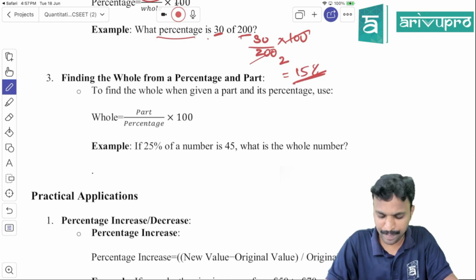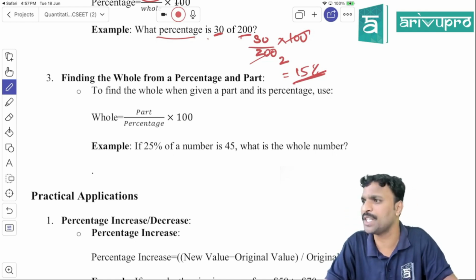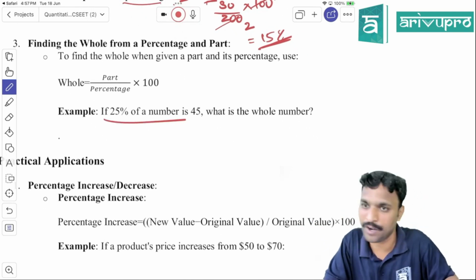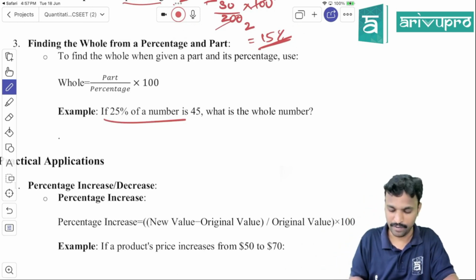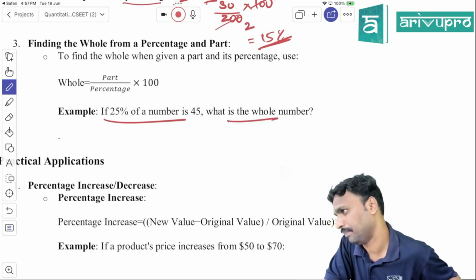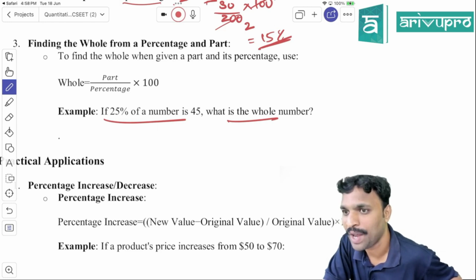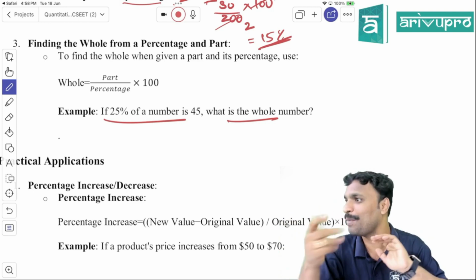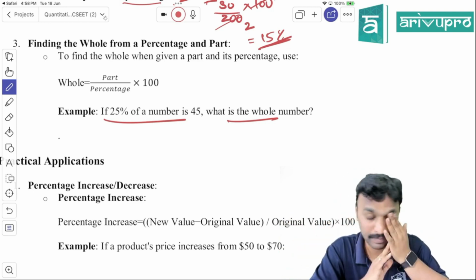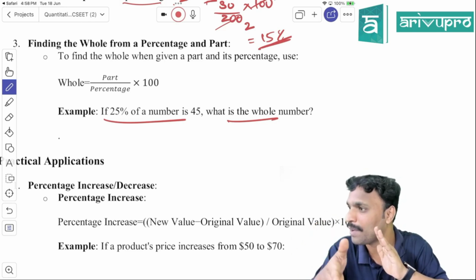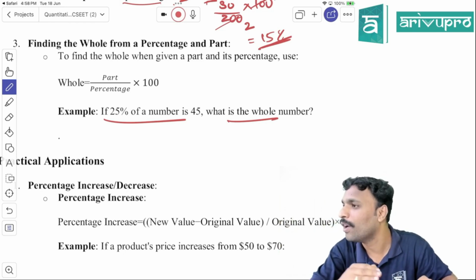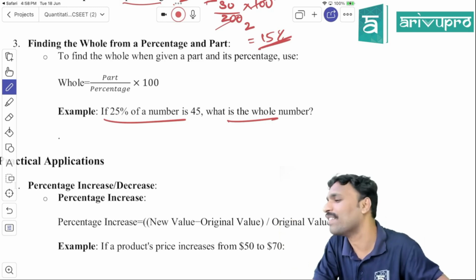Finding the whole from a percentage and a part. They'll give you the percentage and you have to find the whole number. 25% of a number is 45. What is the whole number? What is 25%? 1 by 4. I told you, if you can convert the percentage into a fraction, it will be easier. 25% is 1 by 4. 1 by 4 of a number, 1 by 4 into x is equal to 45. Where will 4 go? Get multiplied with 45.